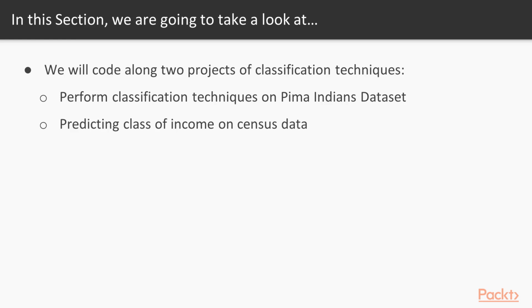One is we'll figure out whether a person has diabetes or not by analyzing that person's other medical records like glucose concentration, blood pressure, etc. And the second one is we'll create a classification model using census data which will classify whether a person's salary is less than 50k or greater than 50k.